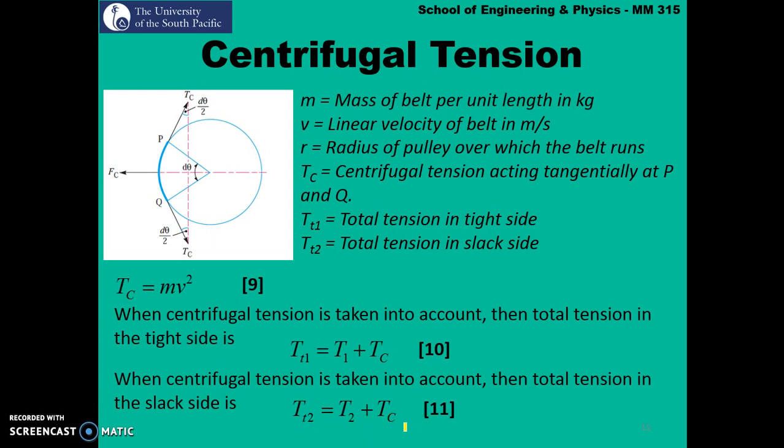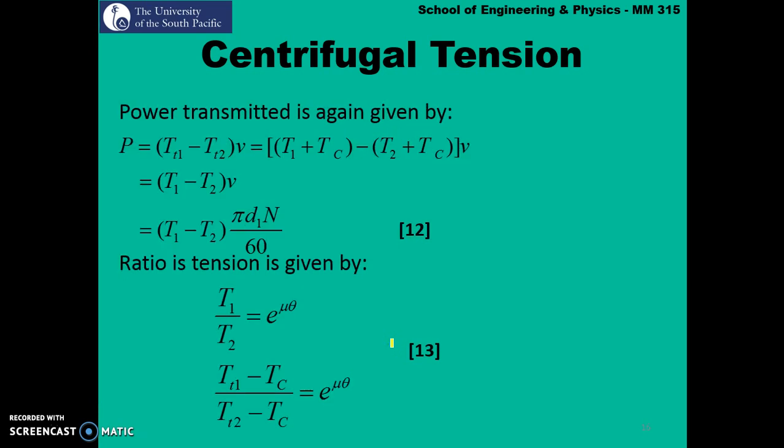In the previous example we did not mention centrifugal tension at all. So the total tension on the tight side was simply T1 because there was no Tc present, and the total tension on the slack side was simply T2 since Tc was not present. However, all the problems that we will be looking at from now onwards will include centrifugal tension. So moving on.